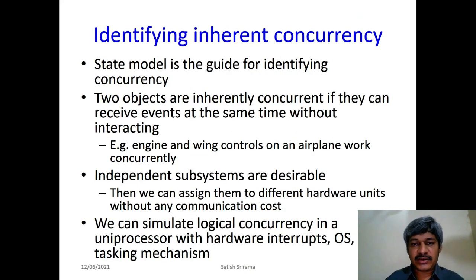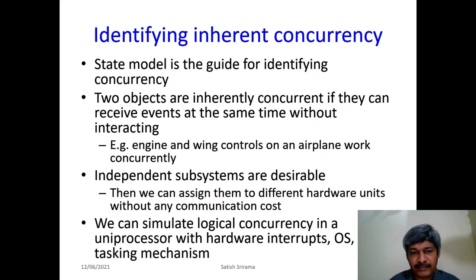The state model is the guide for identifying the concurrency. Two objects are inherently concurrent if they can receive events at the same time without interacting. For example, if you are considering an airplane, the engine and wing controls are working concurrently. They should be working together, isn't it?